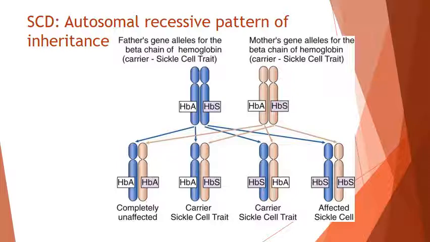Those children can pass it on to their offspring if they marry and have children with someone who is also at least a carrier. On the far right are the hemoglobin S. These inherited the hemoglobin S allele from each parent, and therefore they actually have the disease. They are going to be dealing with sickle cell disease for the rest of their life. As you can see, there's a 25, 50, 25% risk of inheritance. It's a recessive pattern of inheritance.